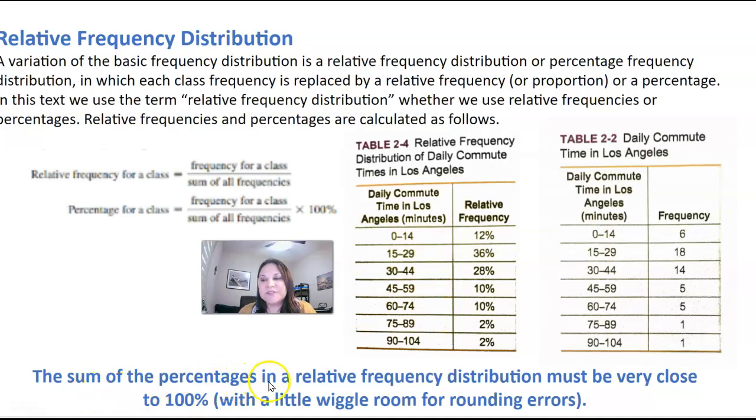So the sum of percentages in a relative frequency distribution should be very close to 100%. They say there's a little bit of wiggle room in the event that there's some rounding. These are whole percentages, so if you had to round up a couple of times, you might be at 101%. But you shouldn't be anywhere near 110% or 70%, and that would show you that the relative frequency table was calculated incorrectly.